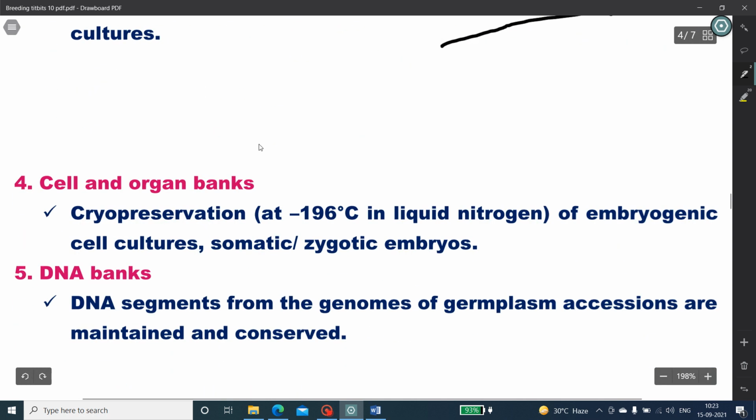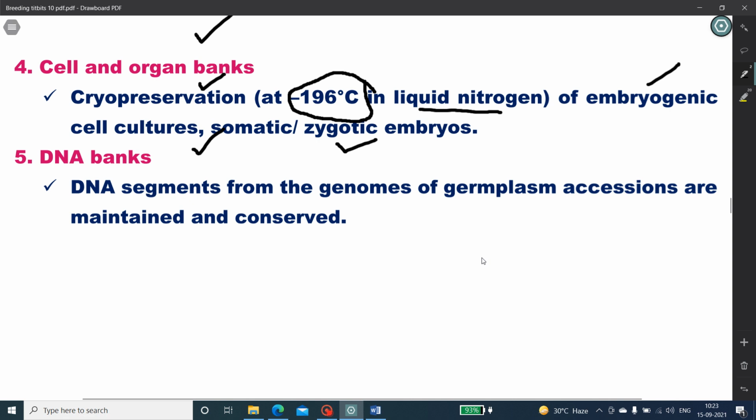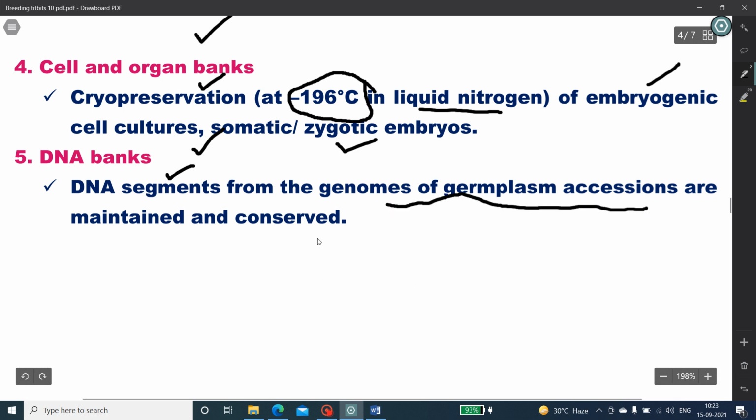And the fourth way is cell and organ culture. It is nothing but cryopreservation, storing the embryogenic cell cultures and somatic and zygotic embryos in liquid nitrogen at minus 196 degrees Celsius. That is liquid nitrogen. And the fifth and last way of conservation is DNA banks. The DNA segments from genomes of germplasm accessions are maintained and conserved.